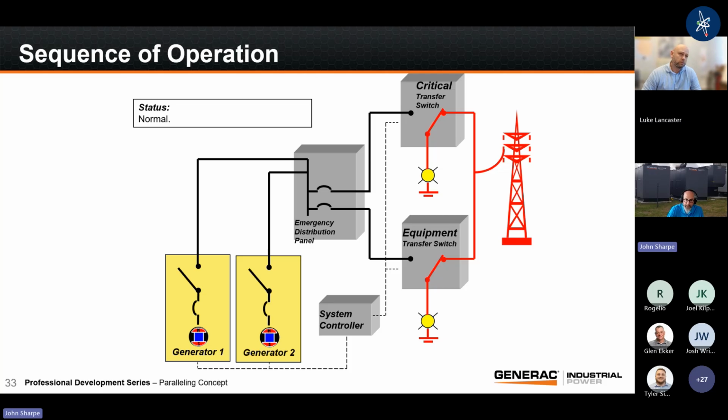Now, one switch is a critical switch. This is my NEC 700 switch. This is the one I care about. This is the one that I care less about, right? This is my equipment switch. So I've got 2 transfer switches and 2 generators to back up the system.